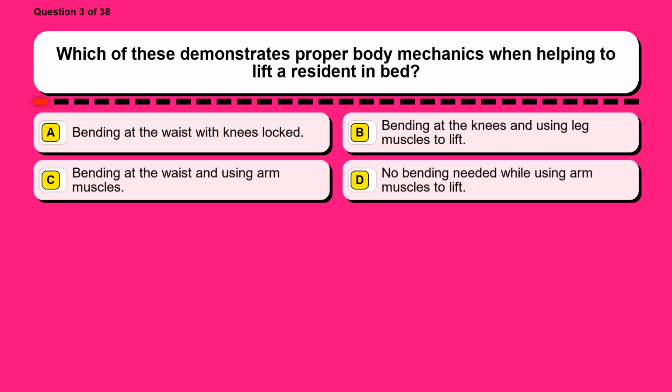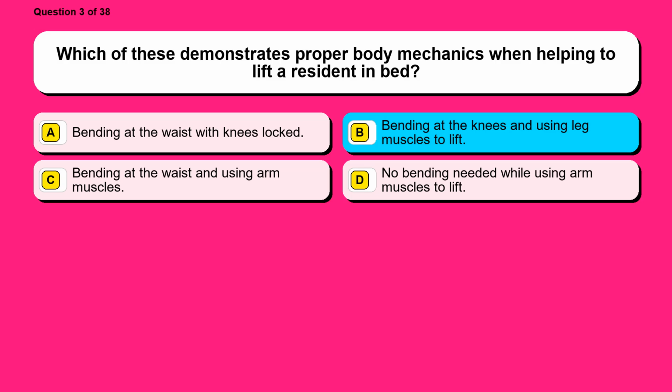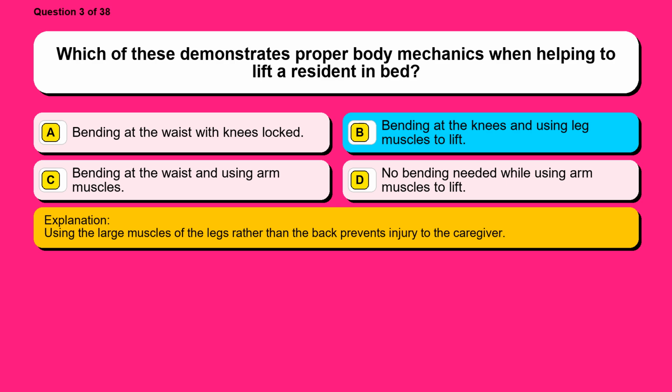Question 3. Which of these demonstrates proper body mechanics when helping to lift a resident in bed? Option A, bending at the waist with knees locked. Option B, bending at the knees and using leg muscles to lift. Option C, bending at the waist and using arm muscles. Option D, no bending needed while using arm muscles to lift. The correct answer is option B, bending at the knees and using leg muscles to lift. Using the large muscles of the legs rather than the back prevents injury to the caregiver.